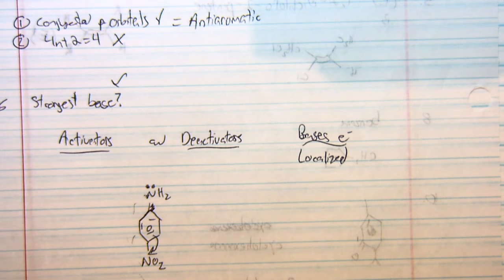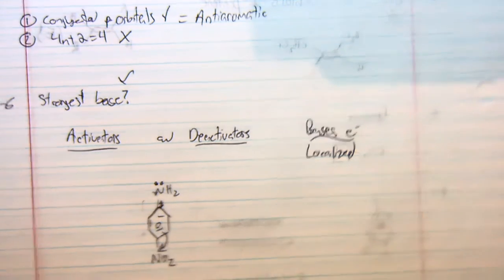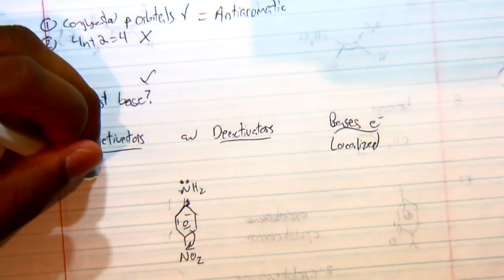So NO2 is going to withdraw electrons, right? Why? Because it's a deactivator or activator. I don't know what you guys mean. So in chapter 22 with aromatics, we deal with activators and deactivators, right? And when we're talking about activators, they add.